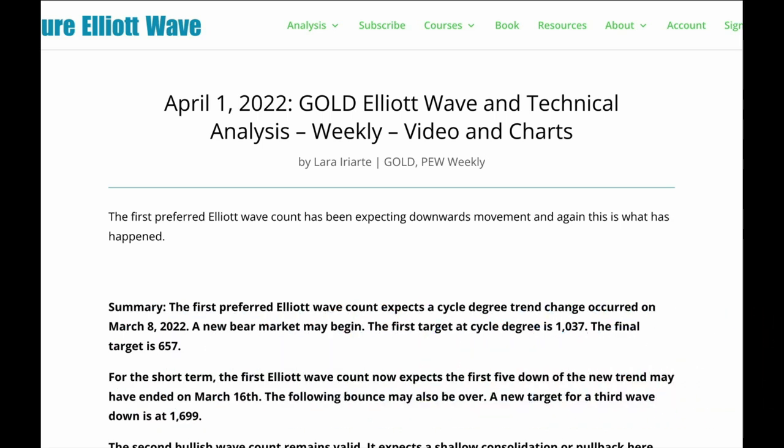The main or preferred Elliott Wave count, which is bearish, has been expecting downward movement. We've got a lower high, downward movement, although there's been a bit of upward movement within the week. There's a bit of a bullish long lower wick there. Either way, overall, the preferred count expects overall downward movement, but price doesn't move in a straight line. There will be consolidations and bounces along the way. The first target is at 1037, the final target at 657.